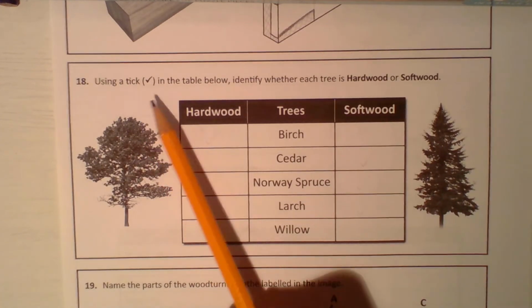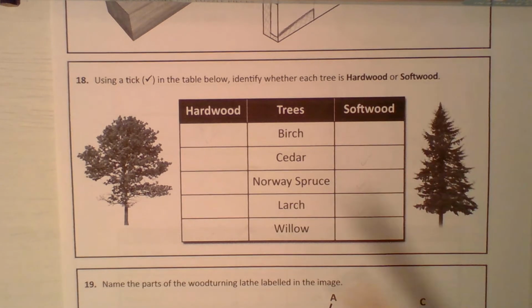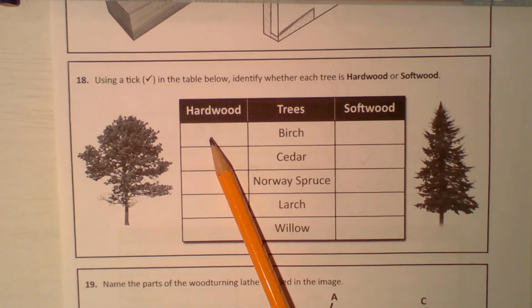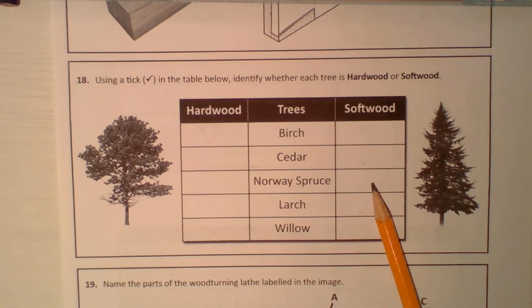Using a tick in the table below, identify whether each tree is hardwood or softwood. Okay, so birch is a hardwood, cedar is a softwood, Norway spruce is a softwood, larch is a softwood, and willow is a hardwood.